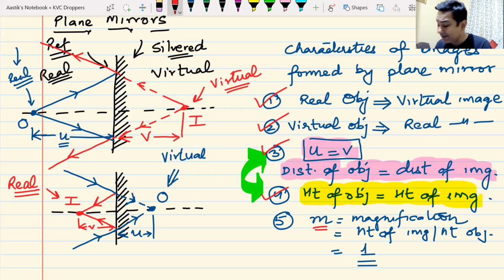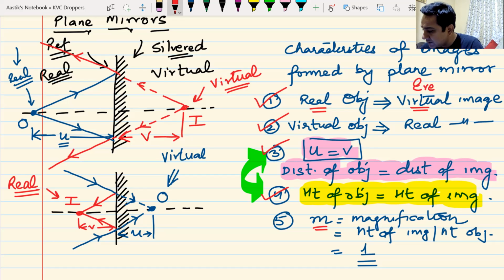And I told you that we will see how the height of the object, height of the image, distance of the object and distance of the image are very closely related to each other. They are related to the magnification. One point I have missed here. What is that? For a real object, whenever you have a virtual image, it's very simple to see. When you're looking at yourself in the mirror, you are standing erect, and you see yourself in the mirror. The image that is formed is also erect. So for a real object, the virtual image is erect.